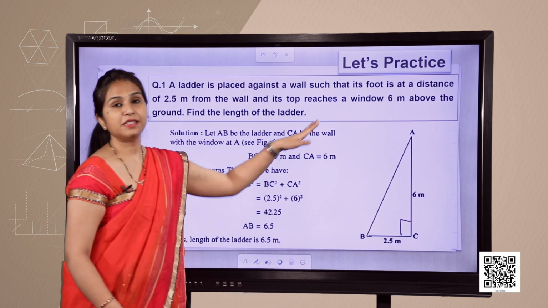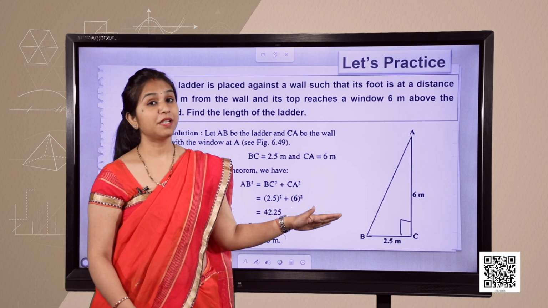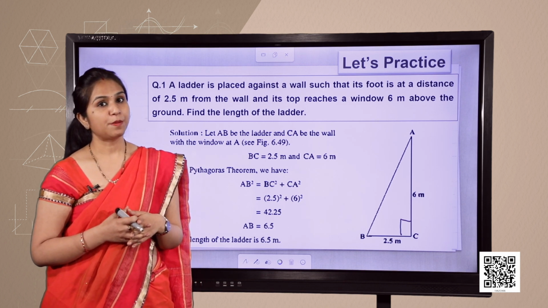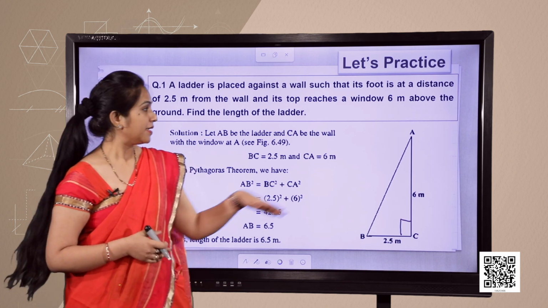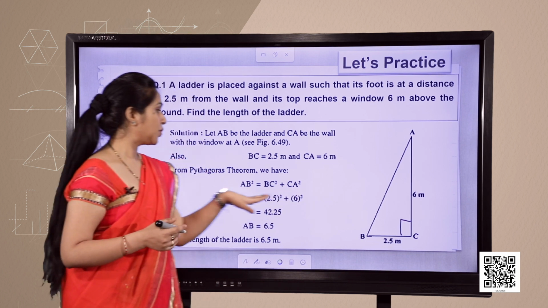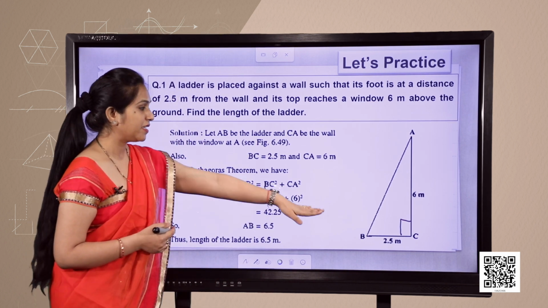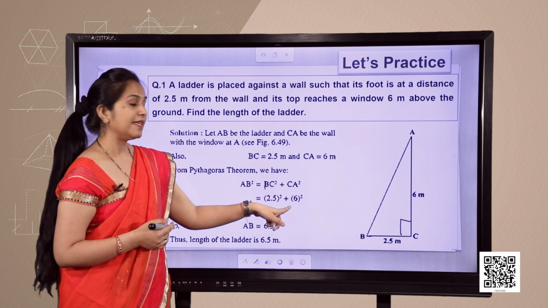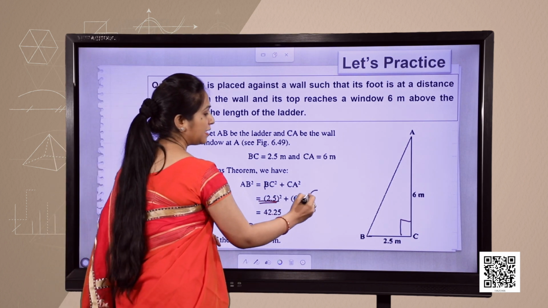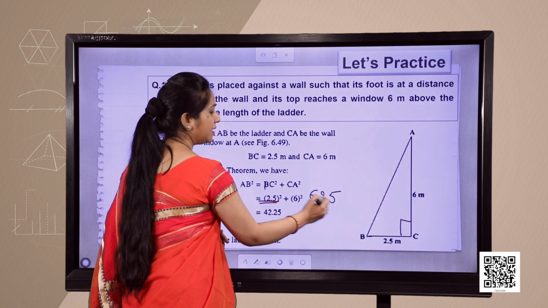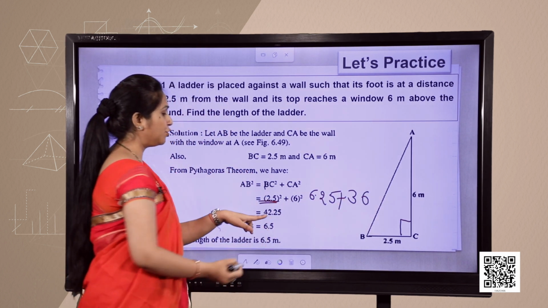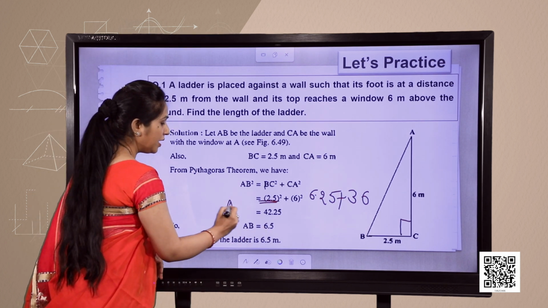It means this forms a right angle triangle, and when it becomes a right angle triangle, Pythagoras property is applicable here. So you can apply Pythagoras property here, and accordingly you can write that AB square is equal to AC square plus BC square. So just put the values. BC is given as 2.5 square and AC is 6. Now 2.5 square is how much? It is around 6.25. To this you are adding square of 6, that is 36. So when you add them, you will have 42.25. This is equal to AB square, right?